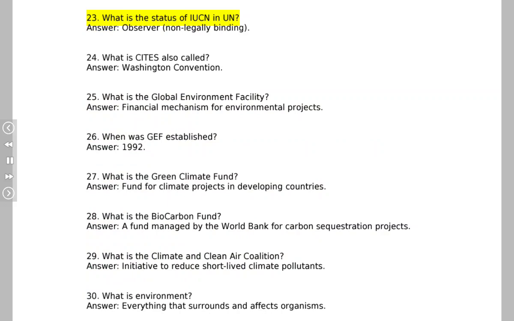23. What is the status of IUCN in UN? Answer. Observer, non-legally binding. 24. What is CITES also called? Answer. Washington Convention. 25. What is the Global Environment Facility? Answer. Financial mechanism for environmental projects. 26. When was GEF established? Answer. 1992.